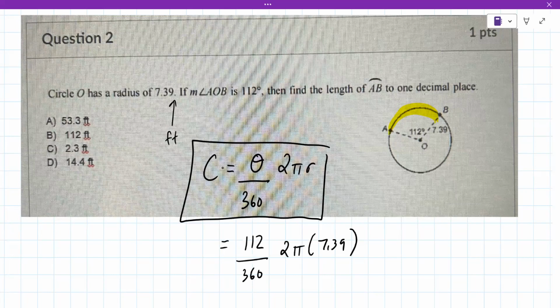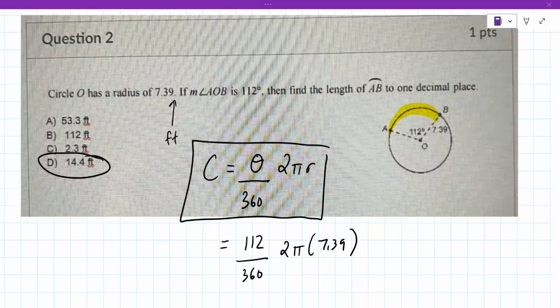Okay, I got 14.4 feet. Very good. Okay. All right. On to number 3.